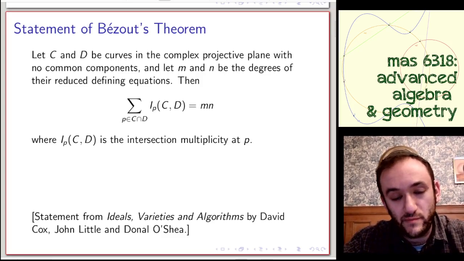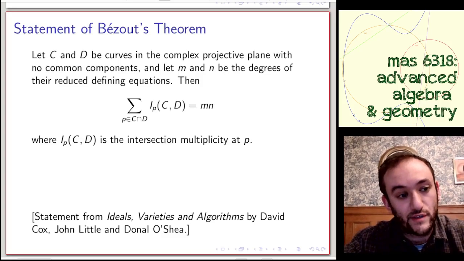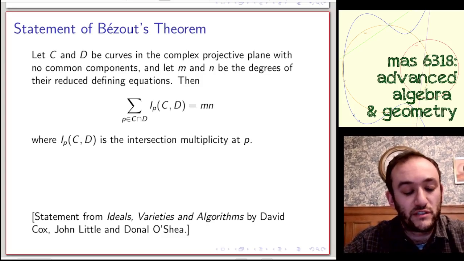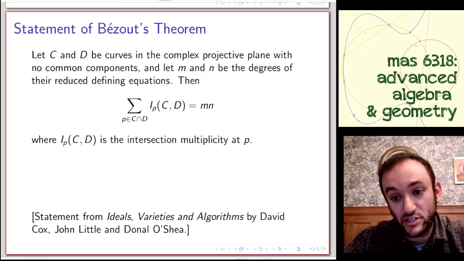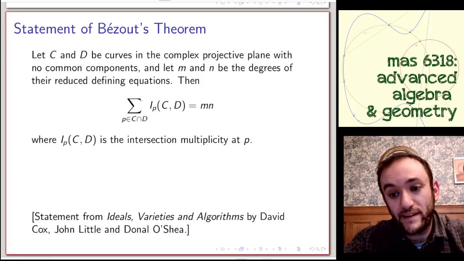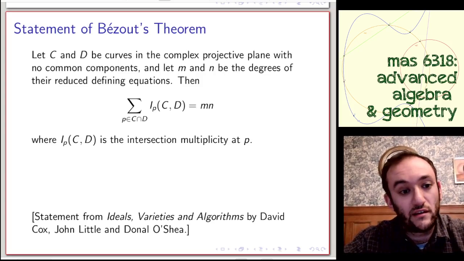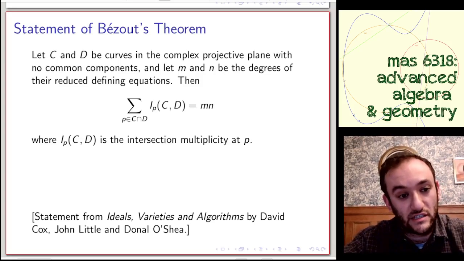So we've spent a lot of time working through some background for Bézout's theorem. We talked about projective geometry. We talked about intersection multiplicity. So now we're ready to state Bézout's theorem, and we'll go through it a piece at a time. But first, here's the statement.